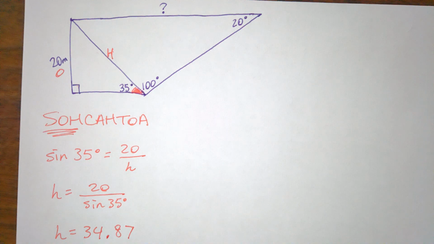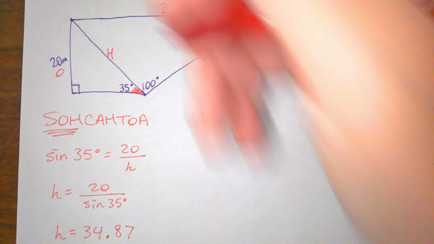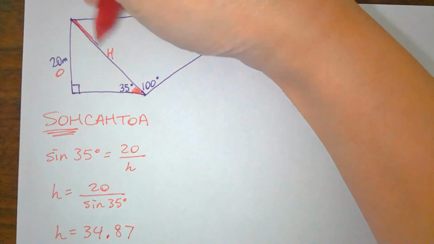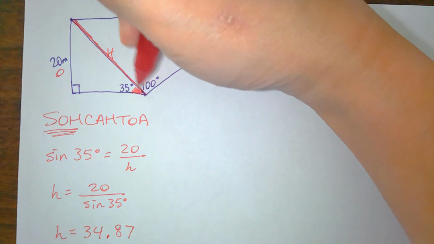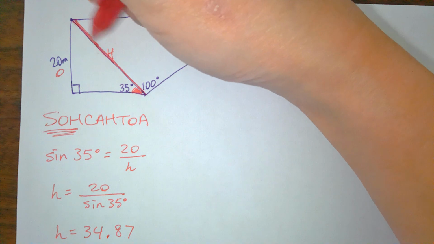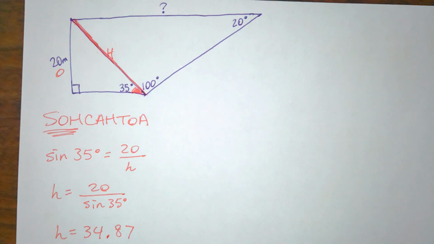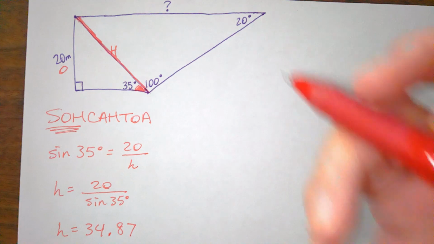So I just found out that this length right here is 34.87. Don't round it to 35 because you're going to get rounding errors. Rounded, 34.9. Sure. Two decimals is better.